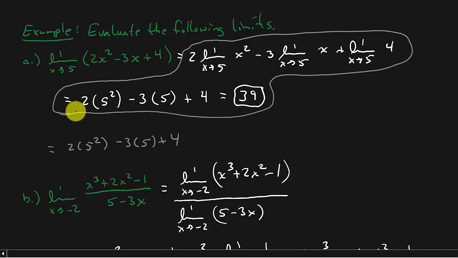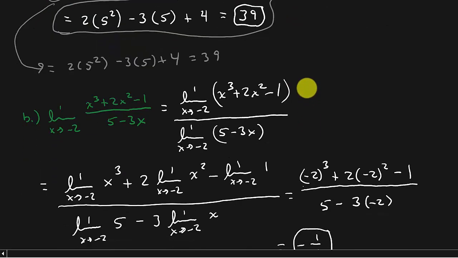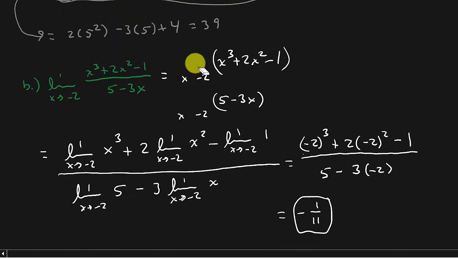And so this would give me 39. Now keep in mind, working this, I'm going from this to this. You won't do all of this stuff in here. And then the same thing here. Let me just erase this.